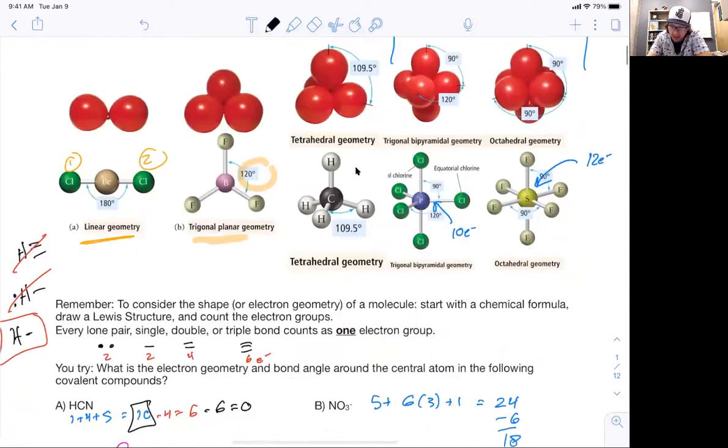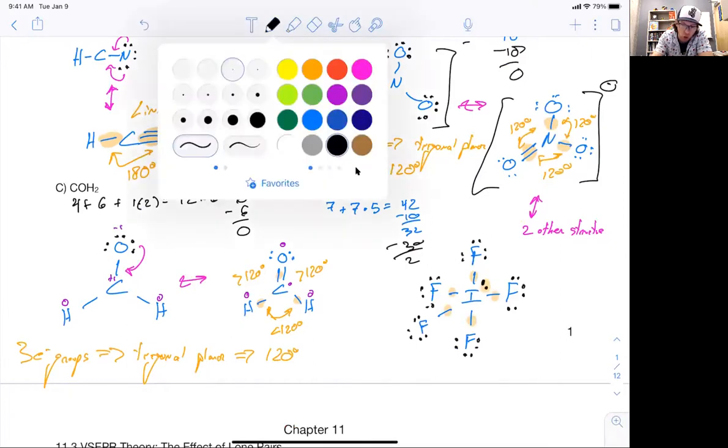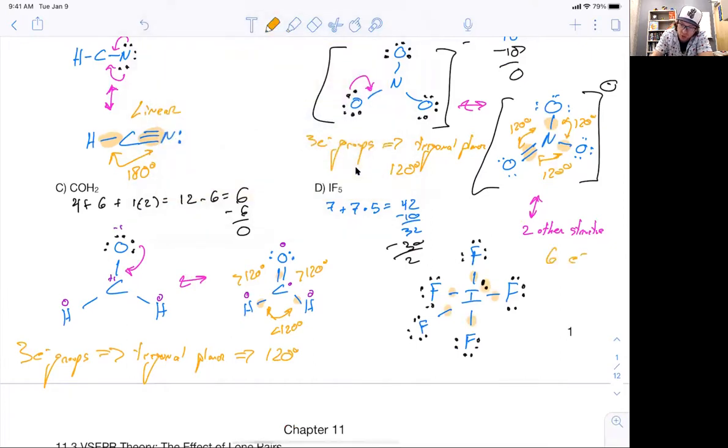And there's iodine again, in the middle. And now we can count the electron groups. Each single bond is 1 electron group, and the lone pair is also 1 electron group. So we've got 6 electron groups. 6 electron groups means that they're going to spread out and adopt this octahedral geometry, which means the angles here are going to be 90.